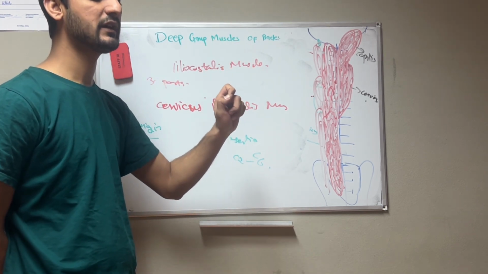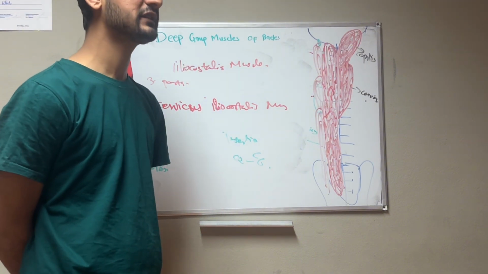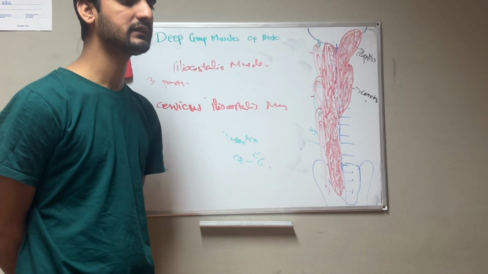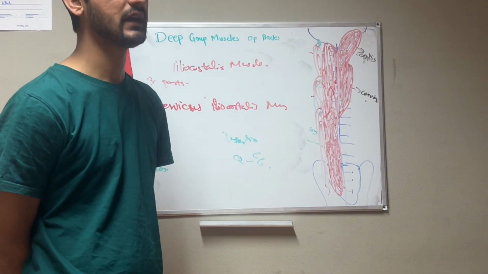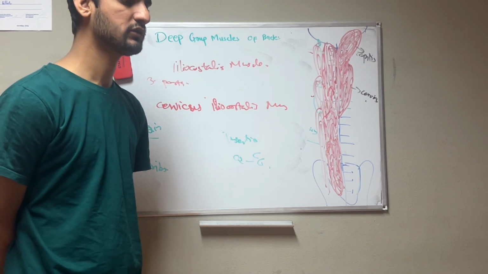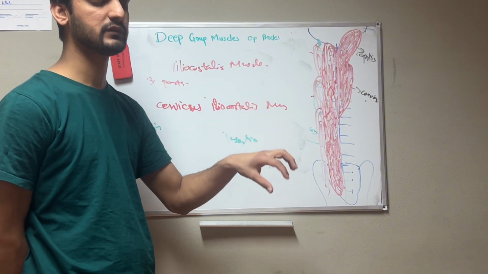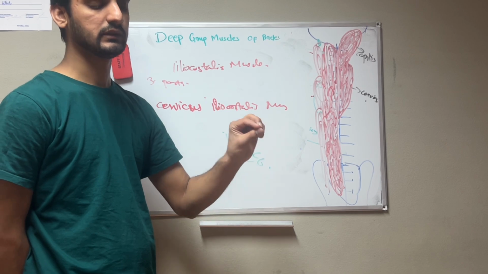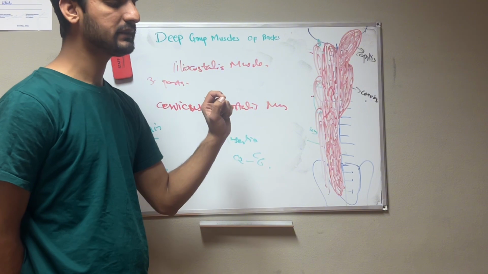Then we have the second layer, the transversospinalis muscles, which include 3 muscles. One is semispinalis, which has 3 parts: thoracis, cervicis, and capitis. Then we have multifidus, long and short, and then the rotatores muscles, long and short. These transversospinalis muscles originate from the lower transverse process and insert into the spinous process. This is the second layer.